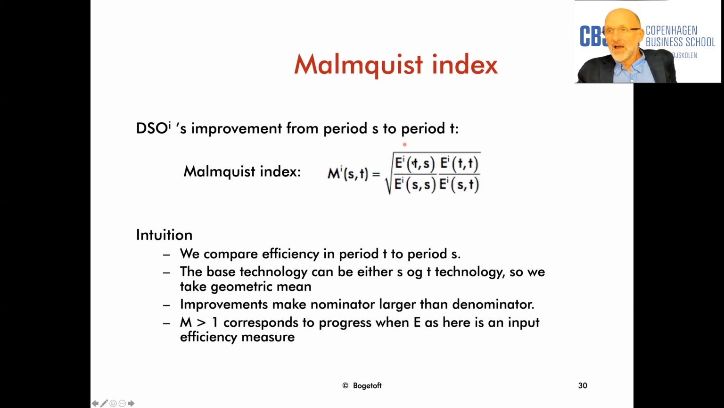Remember, since this is input efficiency, a high value means that you're close to the frontier, so you're doing well. A low value means that you're far away from the frontier. So for example, if this ratio here is above 1, it means that at time t in the future, I'm closer to the frontier than I am presently, okay? So a high value here is good news. It corresponds to progress. It corresponds to me getting closer to some target I have, okay? So that's basically the idea of this one here.